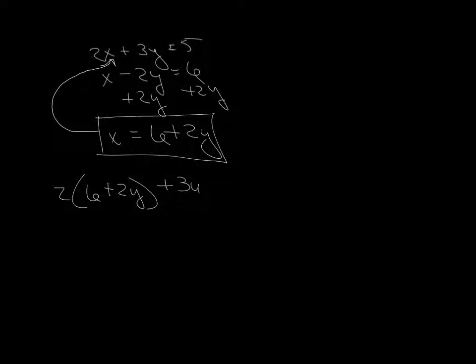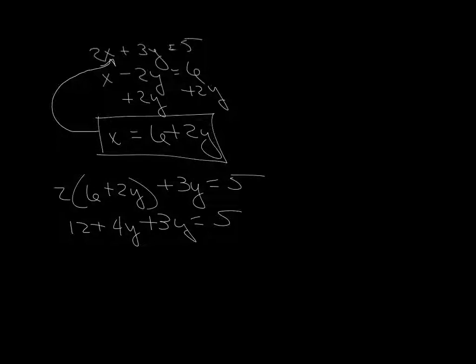Plus 3y equals 5. Okay? So now I'm just dealing with this one equation. I'm not dealing with both of them. So 12 plus 4y. So that gives me 12 plus 7y equals 5.